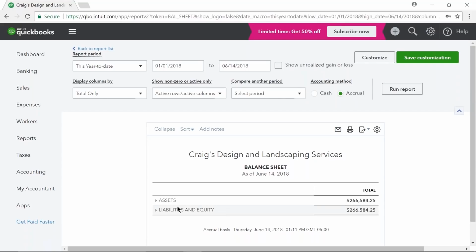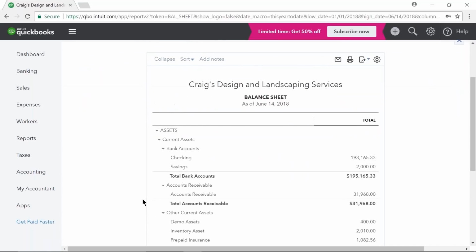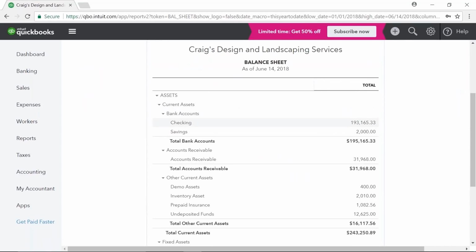Now let's go ahead and expand this out because not only do we have the assets and also liabilities and equity, but there are subsections of these different types of things on our balance sheet. So let's examine those a little bit. On our assets area, we see bank accounts. I think everybody knows what a bank account is. And we also have accounts receivable. Accounts receivable is a record of what customers right now owe us. So if I were to look at all of my customer balances, it would add up to a total of $31,968. So that's how much money our customers owe us.